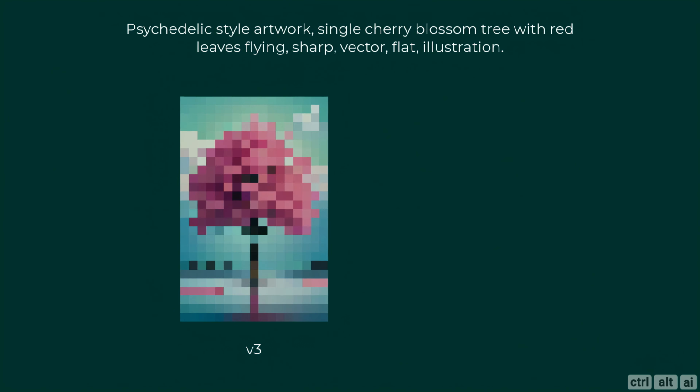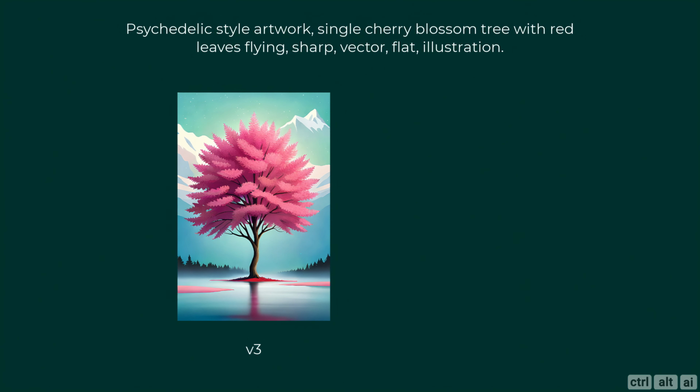Let's move on. Psychedelic style artwork, single cherry blossom tree with red leaves flying, sharp, vector, flat, illustration. Beautiful image. But, no flying leaves and very slight red at the bottom. It's opinionated, it added the mountains without me mentioning anything about the mountains. I am okay with that.